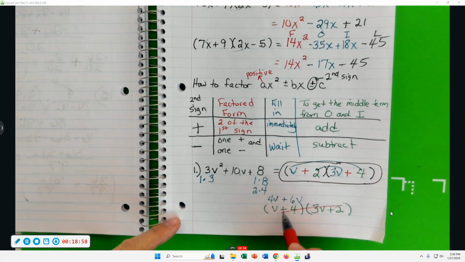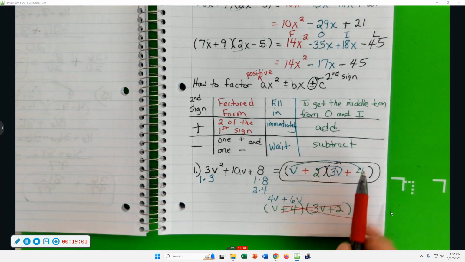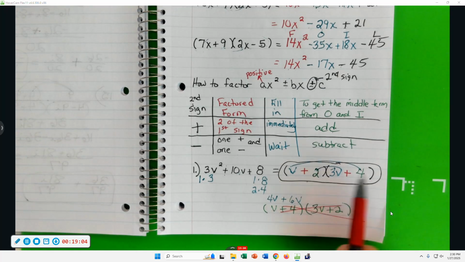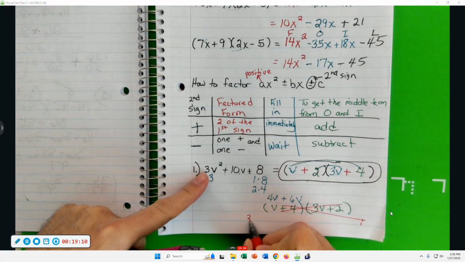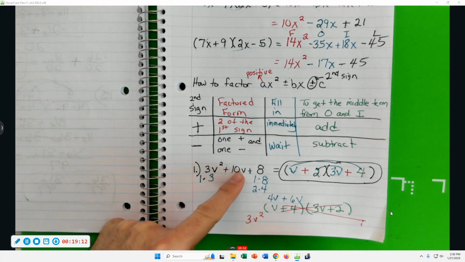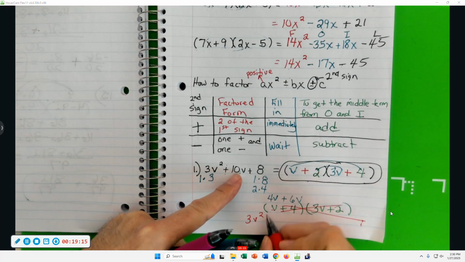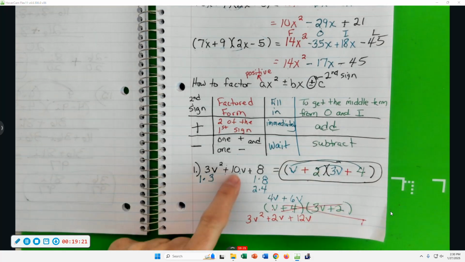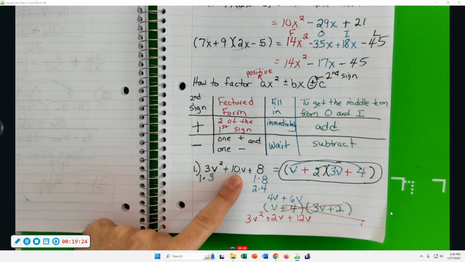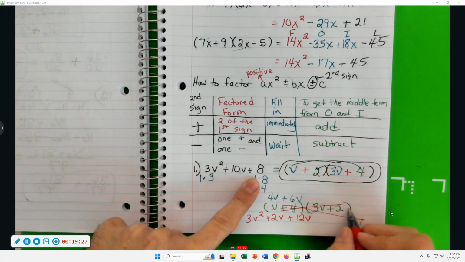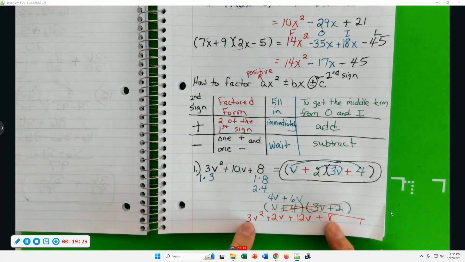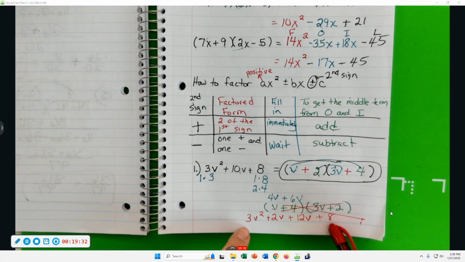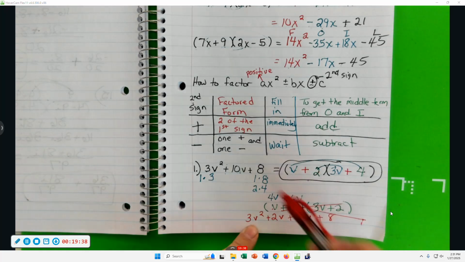Why? You see, I put a 2 here and a 4 there. If I put the 4 here and the 2 there, we'd still get the 3v squared when we started foiling. But are we going to get a 10v? We would have a plus 2v and a plus 12v. Is that going to add together to give me a 10v? No. It'll give me the right last number and the right first term, but the outer and inner don't combine together to give you a 10v.